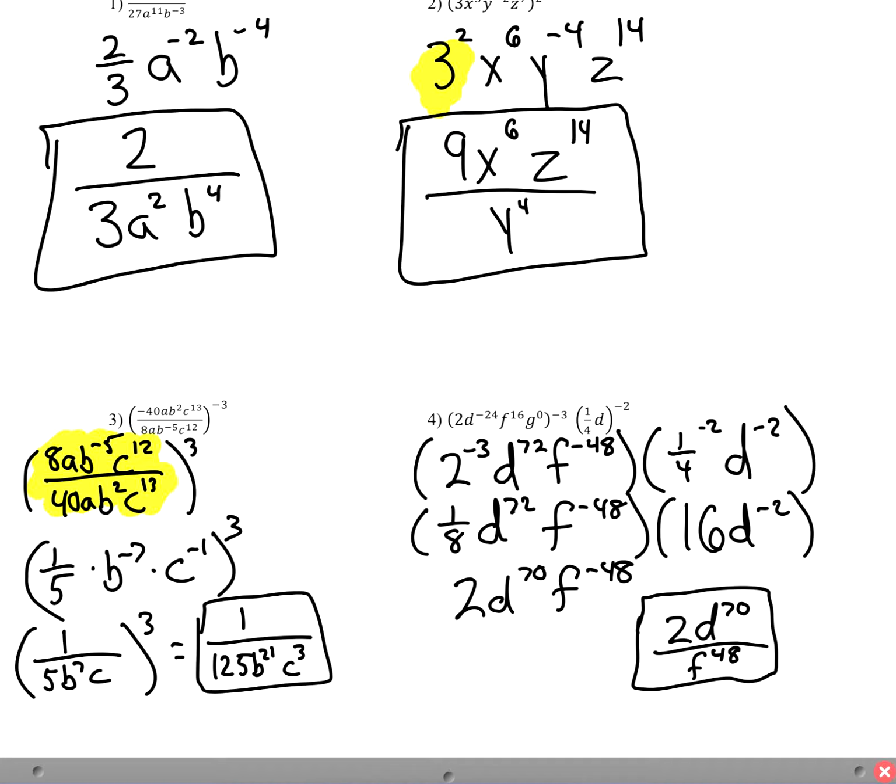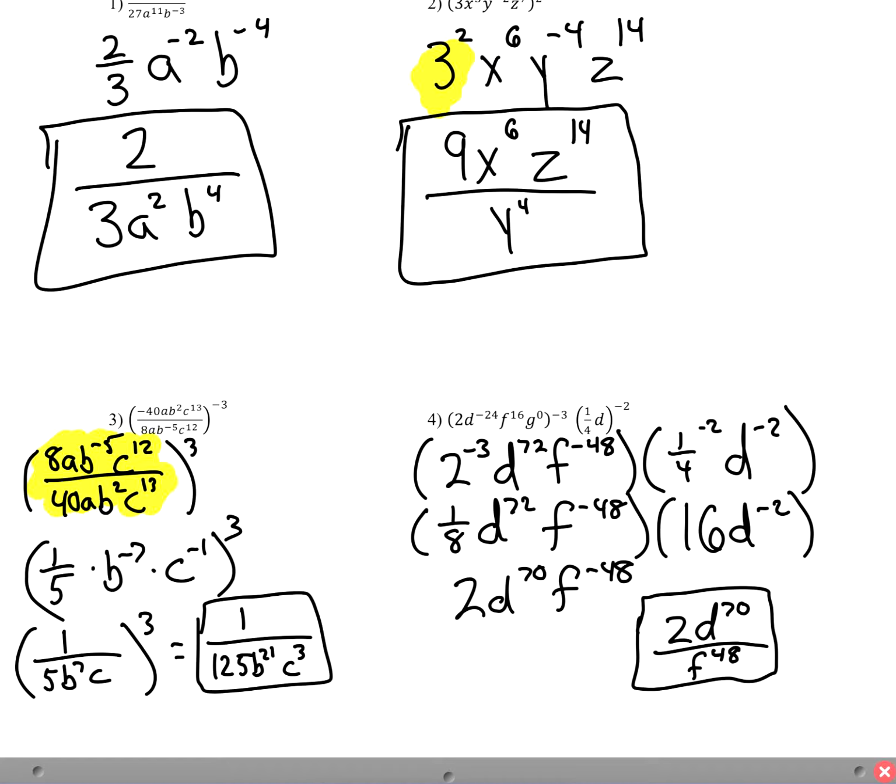And 4, take a look at number 4. The beginning part is very similar to number 2. You have to raise each factor to the negative third power. And same thing with 1/4 d to the negative second. You have to raise each factor to the negative second power and simplify from there.